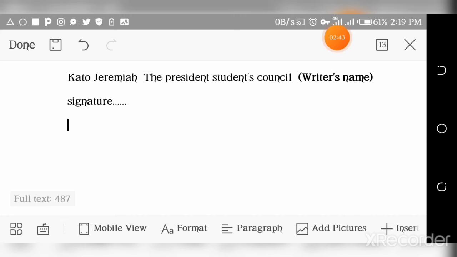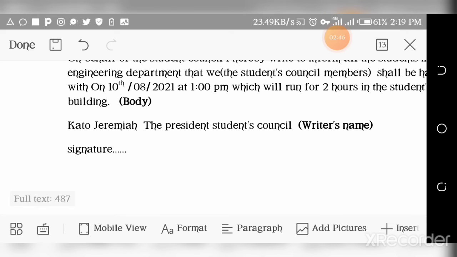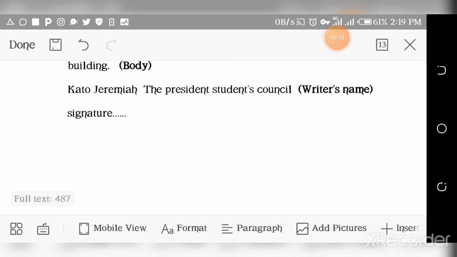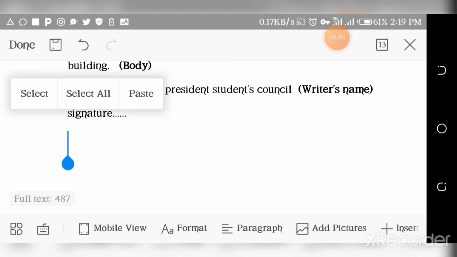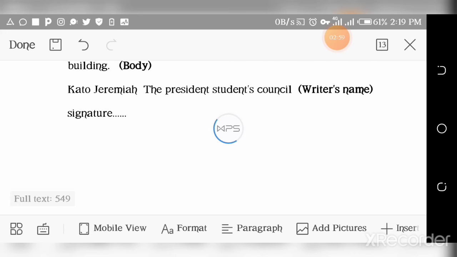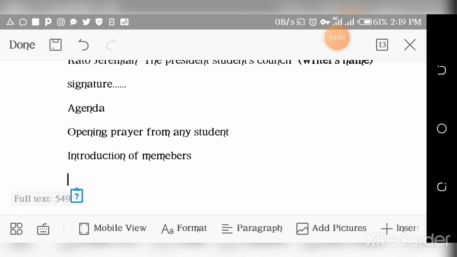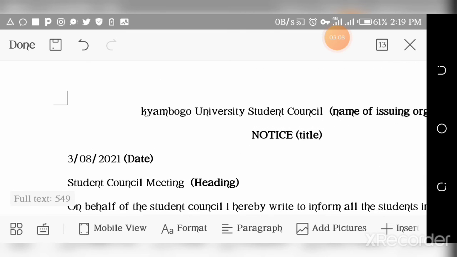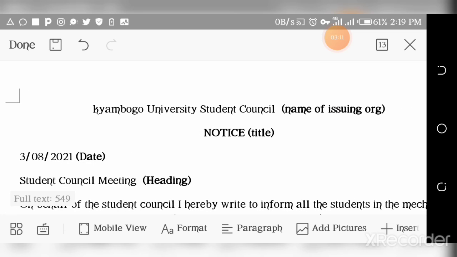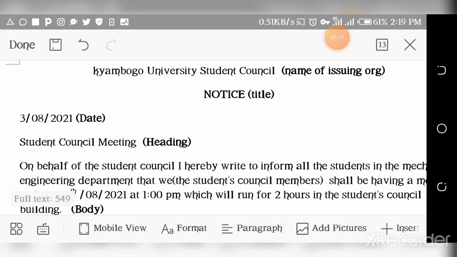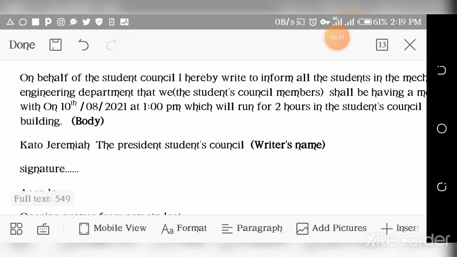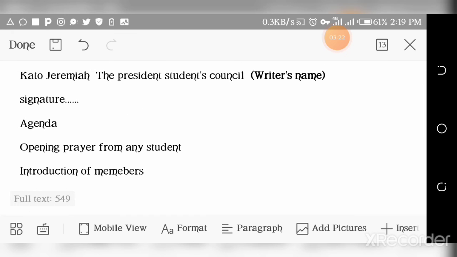So then after the body, we have the writer's name and then the signature to validate the notice, just as you've seen. Then what comes next, since this is a meeting notice, we shall have the agenda. So you draft the agenda accordingly, depending on the meeting. Just for illustration, that is my agenda, and so on and so forth. So that is how you can actually come up with a business notice. That is our name of the issuing organization, the title, date, then heading, and then the body, then writer's name, signature, and then the agenda. And that's all, we are done with the notice.